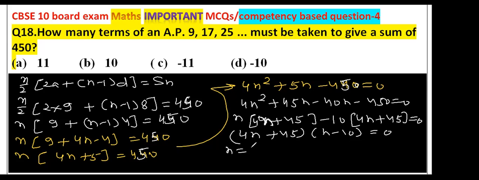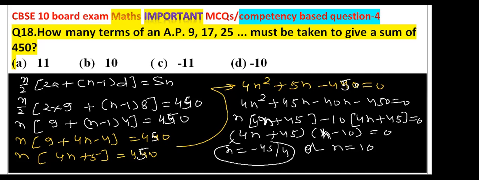Putting each factor is equal to 0, in the first factor 4n plus 45 is equal to 0, or putting second factor n minus 10 is equal to 0, so n is equal to 10. स्टूडेंट्स हम जानते हैं कि ये जो नंबर ऑफ टर्म्स कभी भी नेचुरल नंबर ही होता है. दिस minus 45 upon 4 is not a natural number, so this is cancelled out, means rejected. So number of terms will be 10. It means sum of first 10 terms of the given AP will be 450.